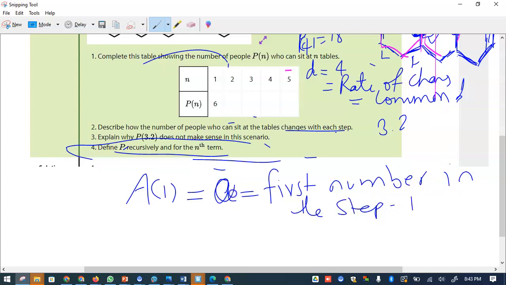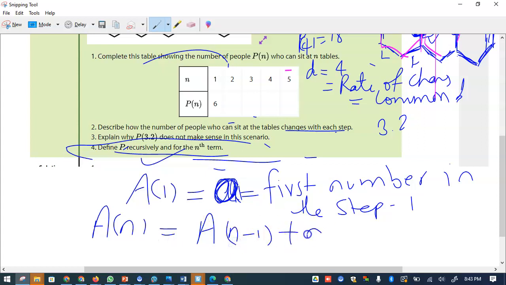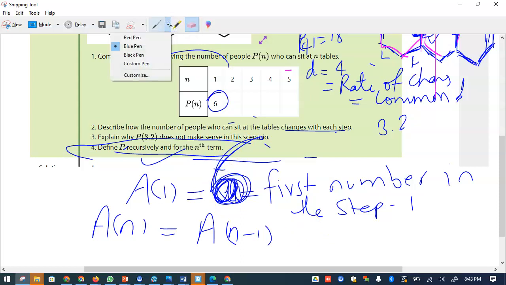So this lowercase a, usually I use for, or you can just write a1 is given, whatever. And any number at the nth position is always the one before, n minus 1, and plus d. So all you do here is, this one is 6, so a1 is 6, and then instead of plus d, you add plus 4.